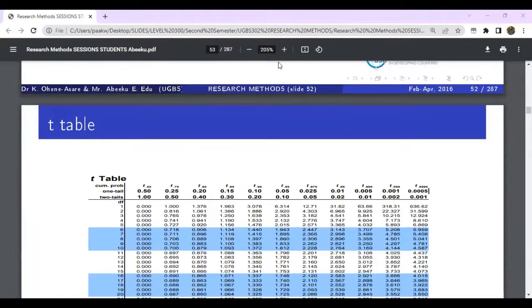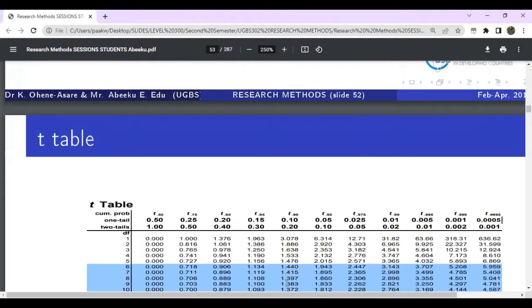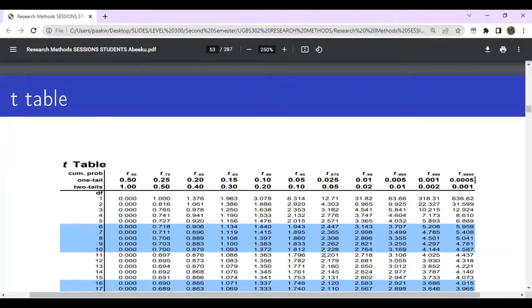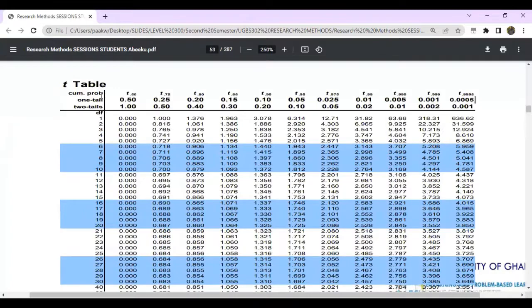And this is the T table. Last semester we met some tables, Z, T, I think F was part, and so on. But with this particular one, there's a slight change. We have 1 tail and 2 tails. Last semester in quantitative methods, when you have alpha to be 5% and after formulating your hypothesis you get it to be 2 tailed, that's when the null is equal to and the alternate is not equal to, you have to divide the alpha by 2 because it's 2 tailed.